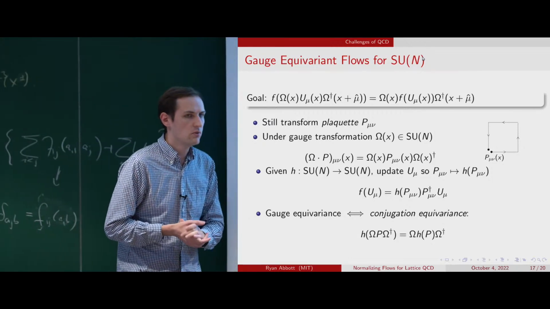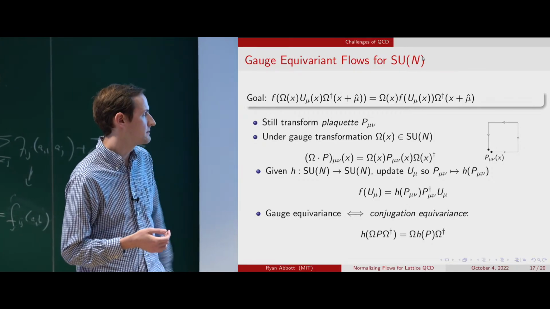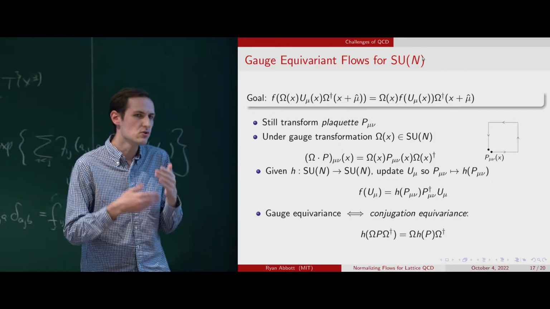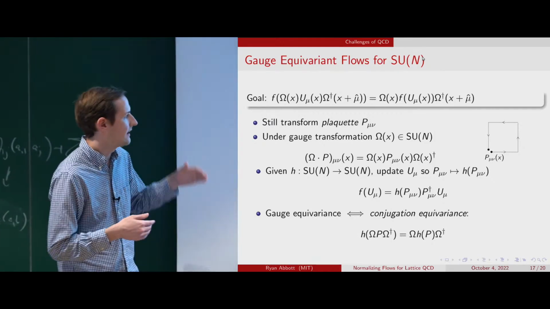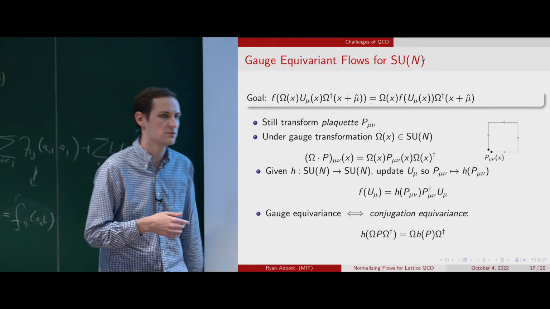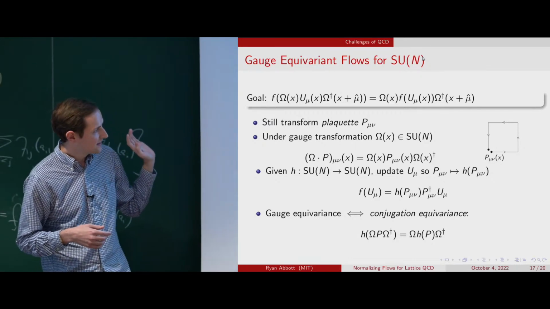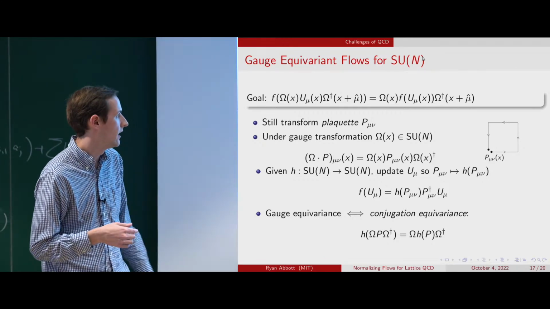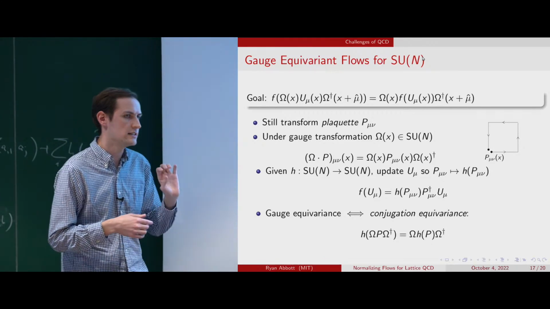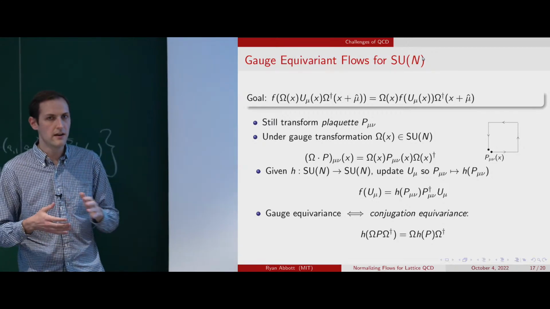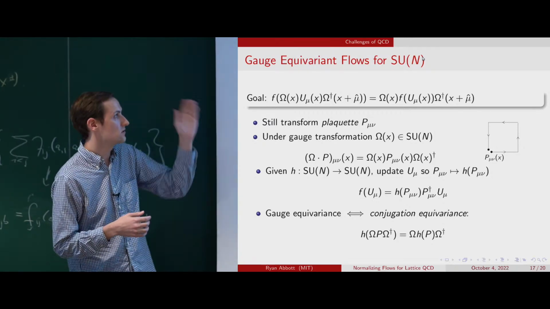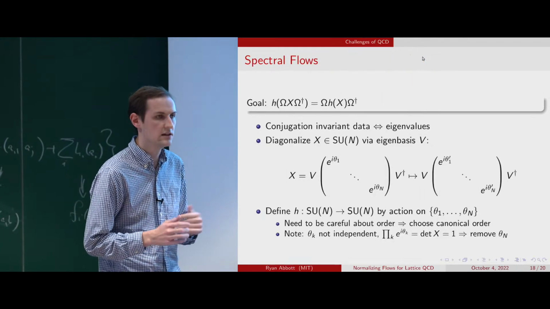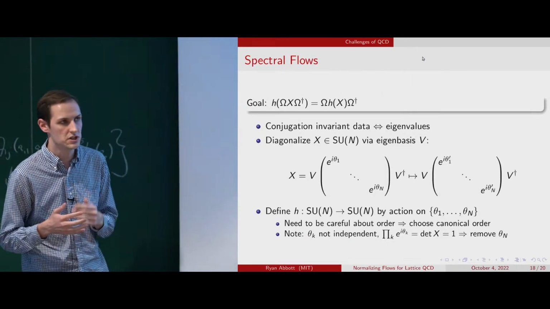In particular, we can still think of transforming the plaquette as before. We're going to have some function from SU(N) to SU(N), except now there's going to be an additional condition on this function, this conjugation equivariance, which tells us that in some sense this function has to respect the action of the gauge symmetry on the plaquette. So if we can make a function that is gauge equivariant on SU(N), then we can use that to construct a gauge equivariant flow for SU(N). So how can we construct a function that is conjugation equivariant?